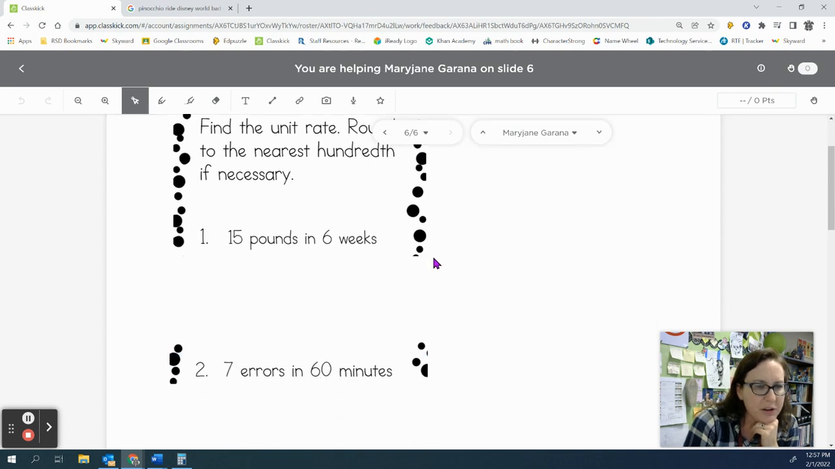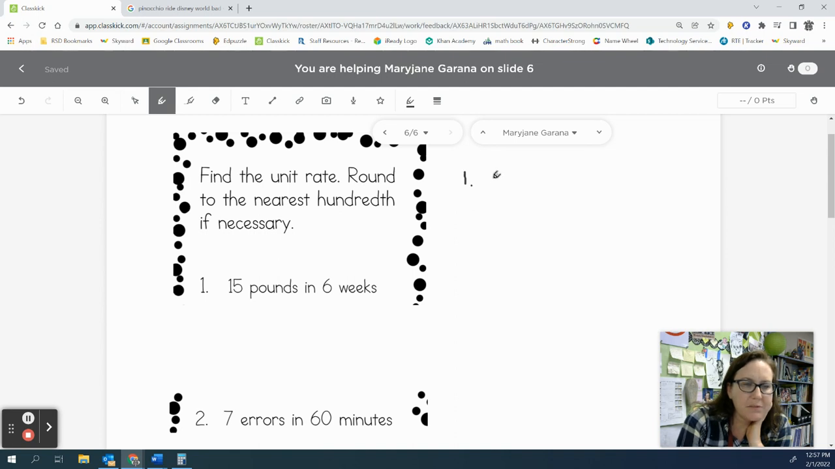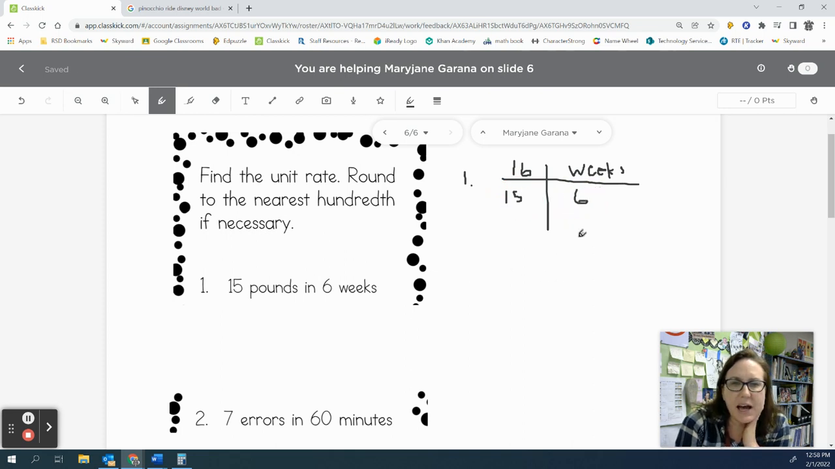There it is. Okay, so we've got 3 problems here. And it just says round to the nearest hundredth if necessary. So hundredth is 2 places beyond the decimal point. So here we go. I'm going to do the first one over here. 15 pounds in 6 weeks. So I'm going to do pounds and weeks. So we know that it's 15 pounds in 6 weeks. This is asking how many pounds in 1 week.